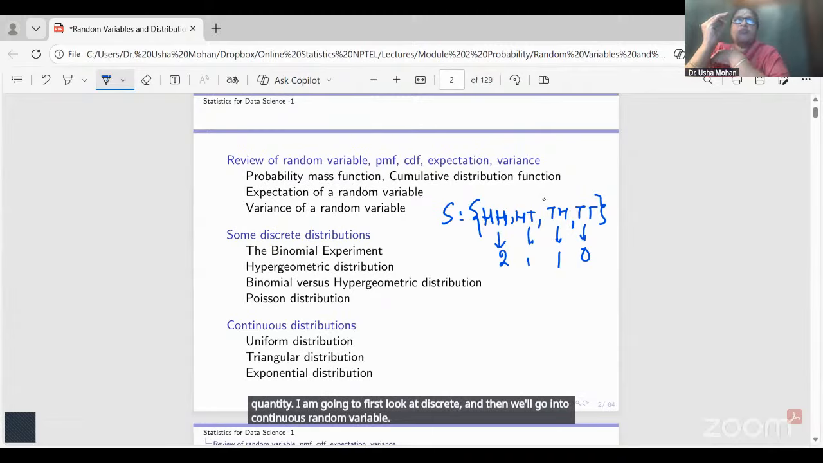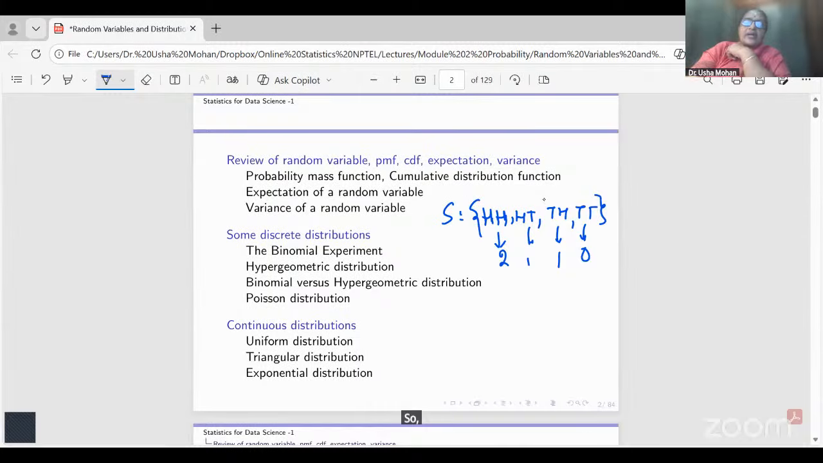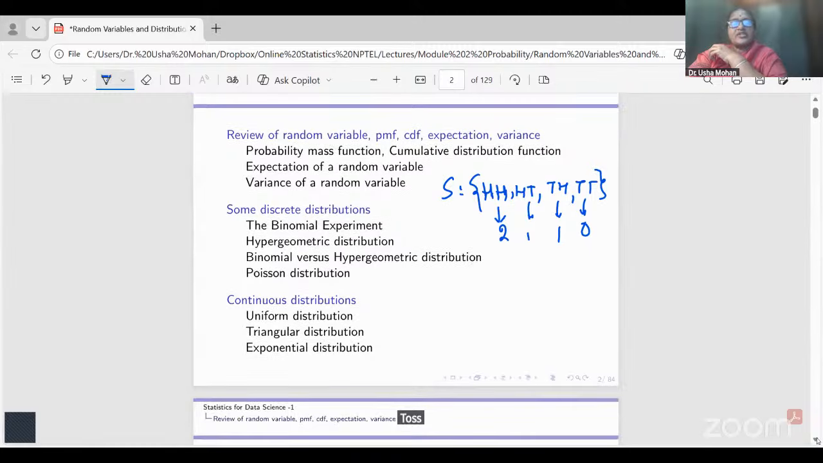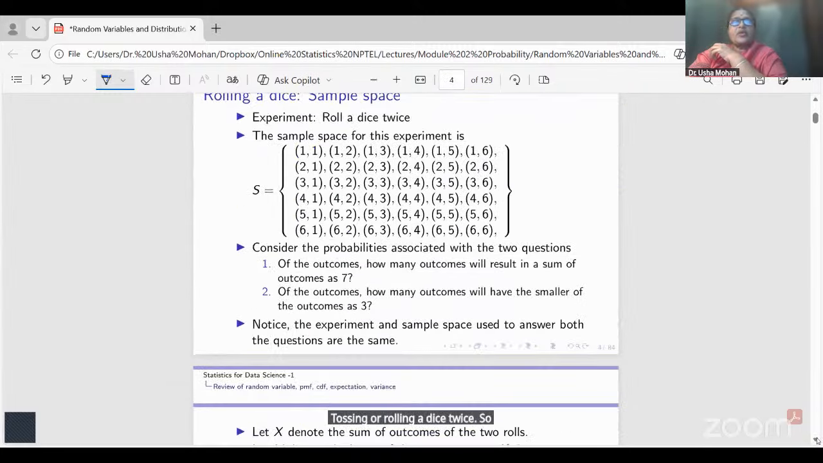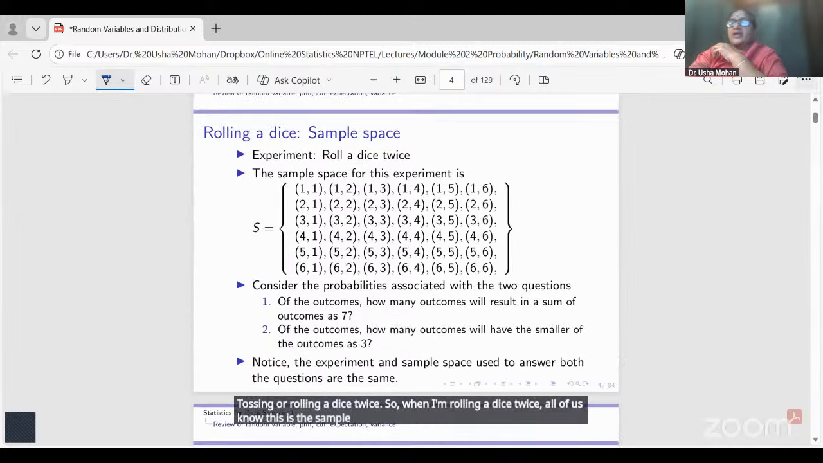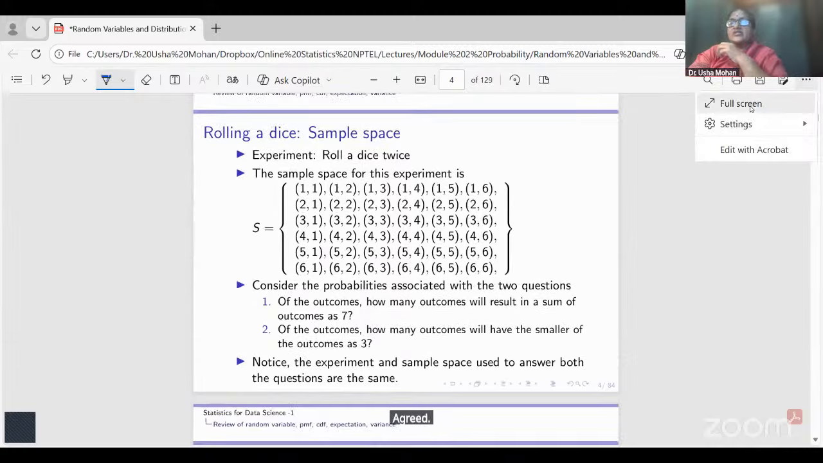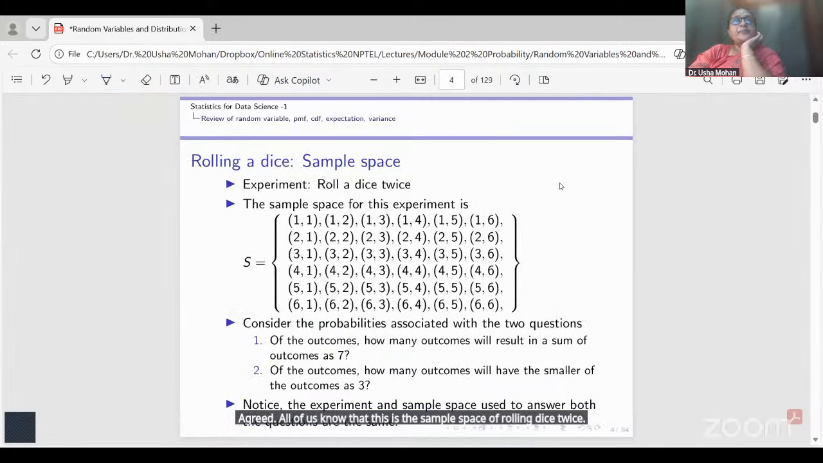So let's look at another example where I am rolling a dice twice. When I'm rolling a dice twice, all of us know this is the sample space. Agreed? Is it clear? Are you all able to see the sample space? I have 36 outcomes in this sample space.